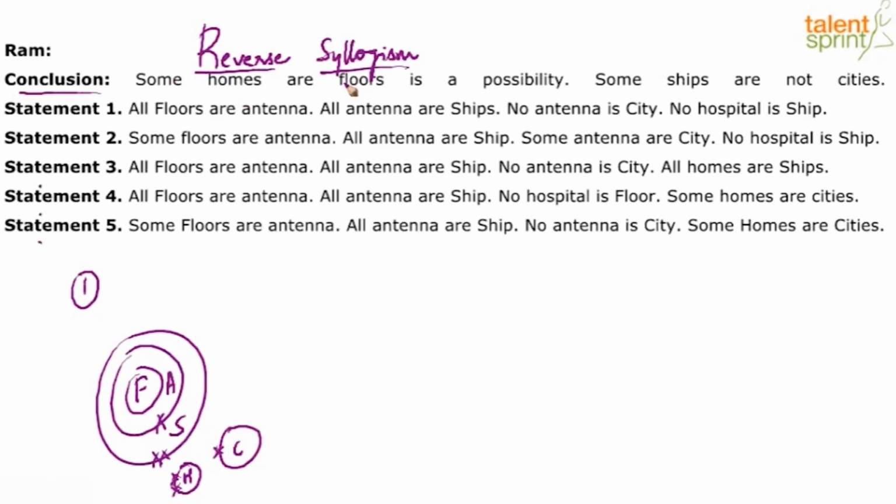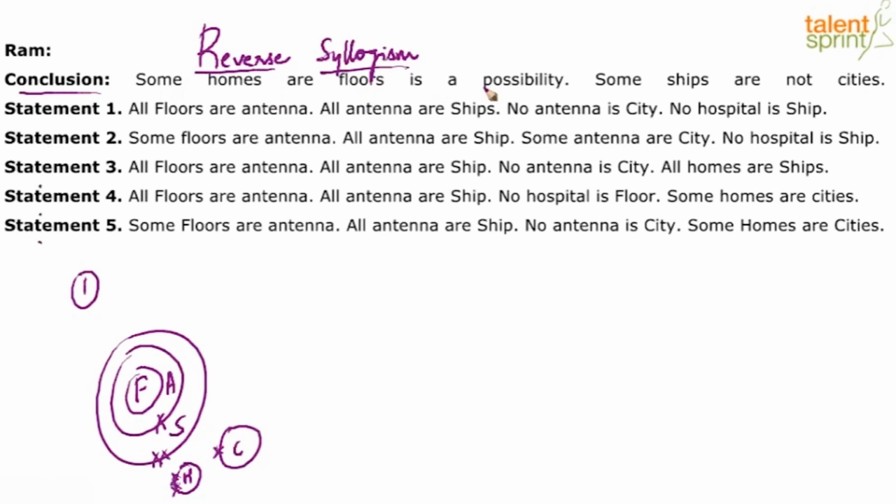Some homes are floors is a possibility. Is it possible? It's not possible here, because you see, homes cannot touch ships. If homes cannot touch ships, how will it touch anything that is inside ships? Floors and antennas are always going to remain inside ships, right? And homes cannot touch ships, hence it cannot touch floors. So saying that some homes are floors is a possibility would be wrong.